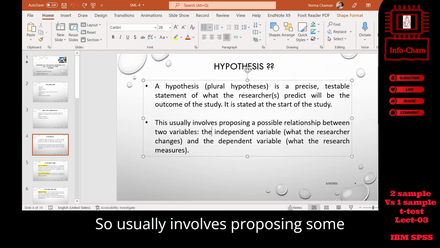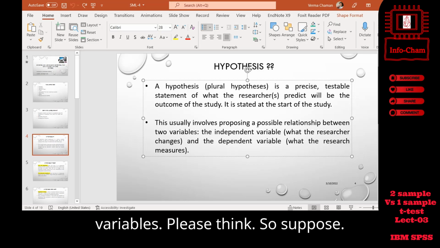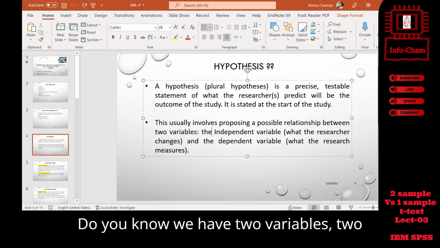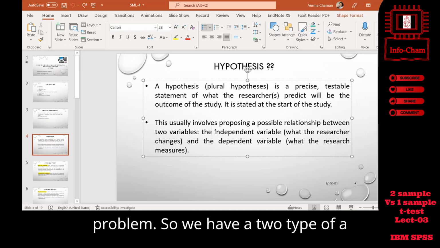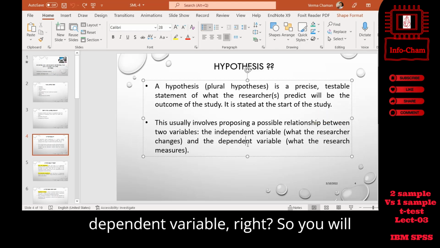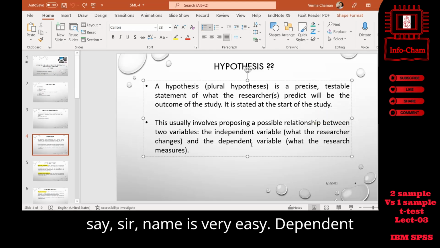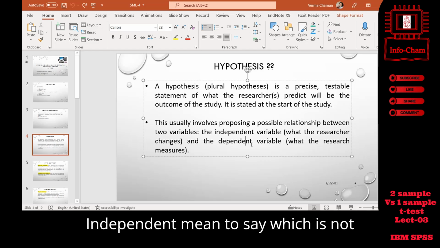So hypothesis usually involves proposing some possible connection between two variables. Please think. Do you know we have two types of variables in data analysis or statistics, whatever you will see, no problem. We have independent variable and dependent variable, right? You will say, sir, the names are very easy. Dependent means which is dependent, right? Independent means which is not dependent.